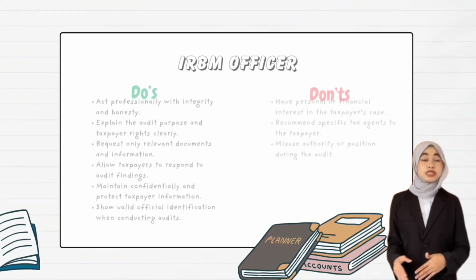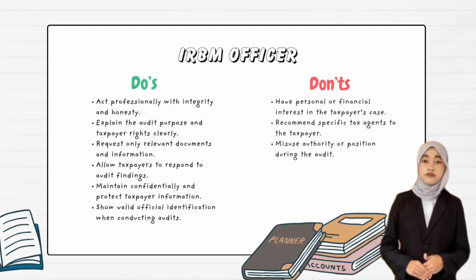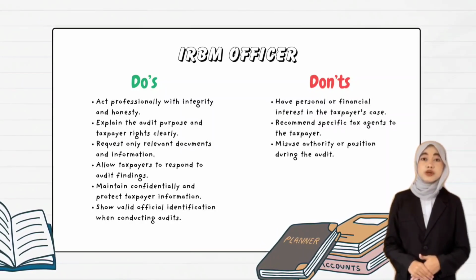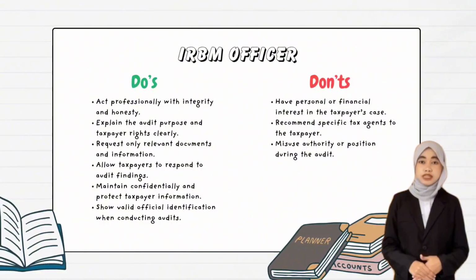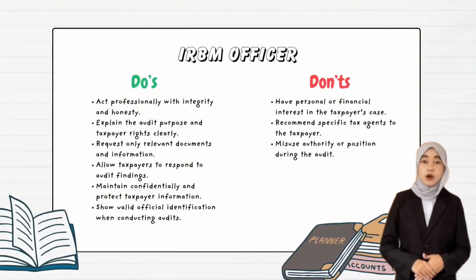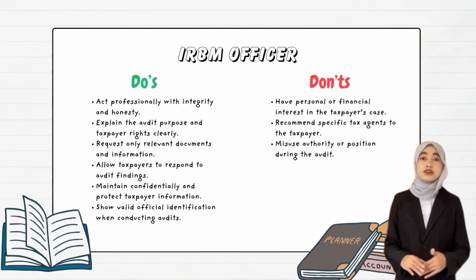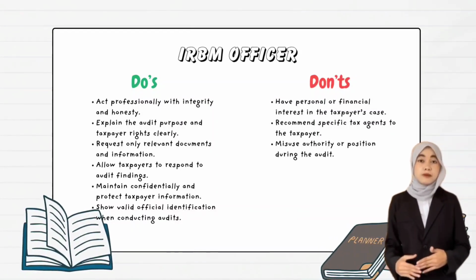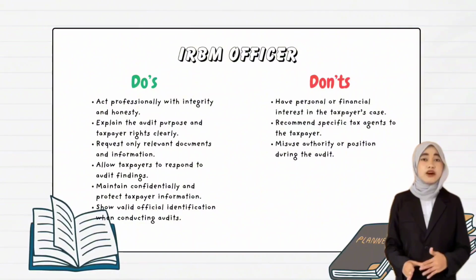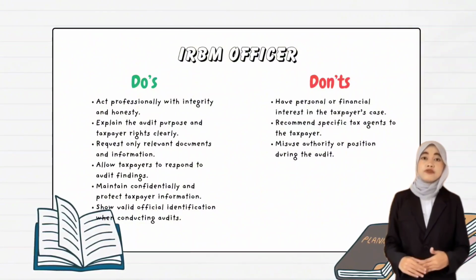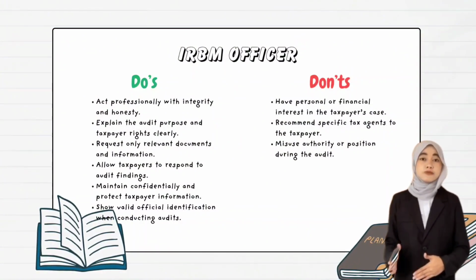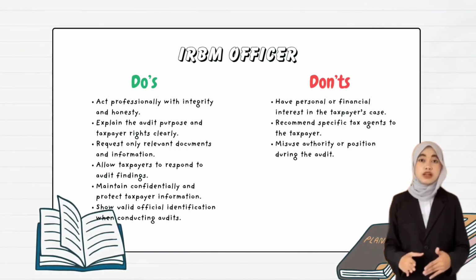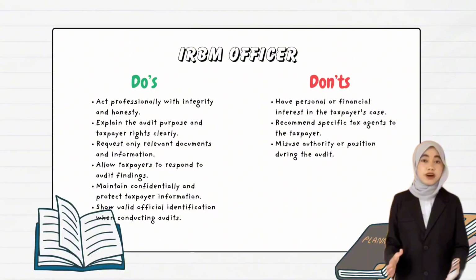Let's begin with the responsibilities of the IRMB audit officers. Audit officers play a critical role in ensuring fairness during the audit process. They must act professionally with honesty and clearly explain the audit purpose along with the taxpayer's rights. They are expected to apply tax law fairly and request only relevant documents. Confidentiality is a must. All taxpayers' information must be protected. Officers are also required to allow taxpayers to respond to any findings.